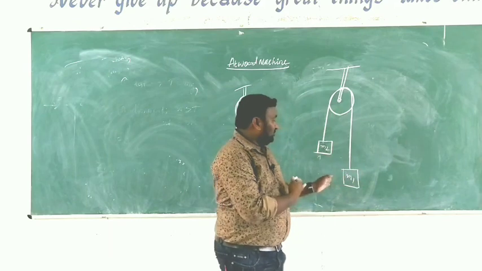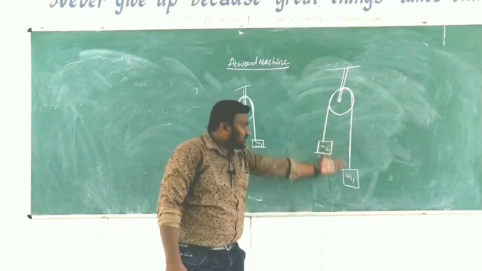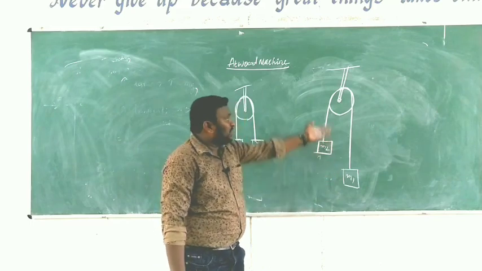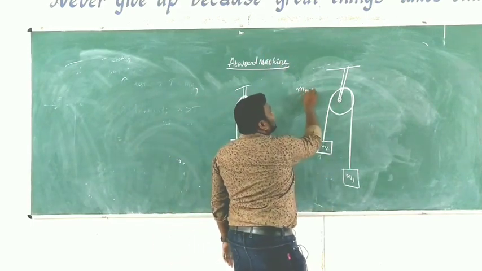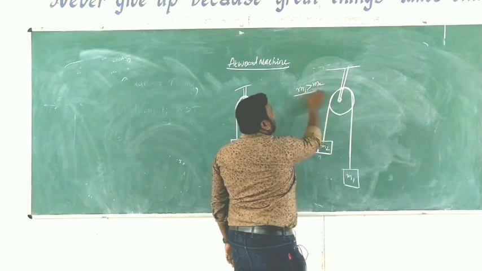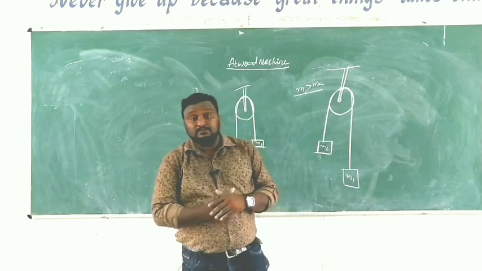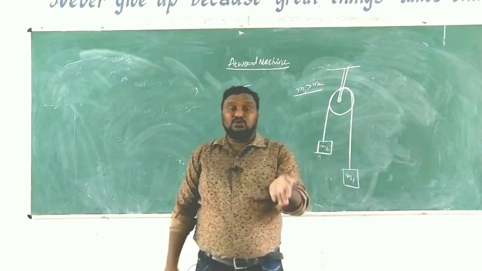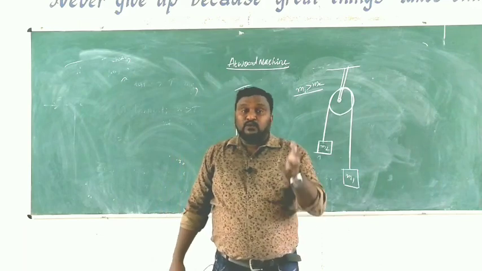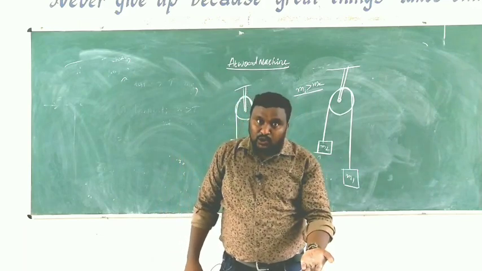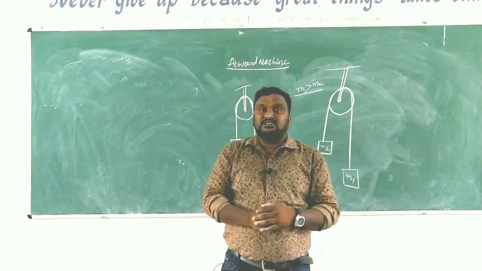Okay, in this diagram, what do you observe? M1 is going downward and M2 is going upward. That means M1 is greater than M2. When the mass is more, M1 comes down with a certain acceleration, and with the same acceleration, the other one is going up. Clear, children?